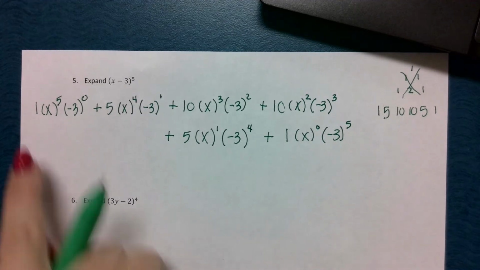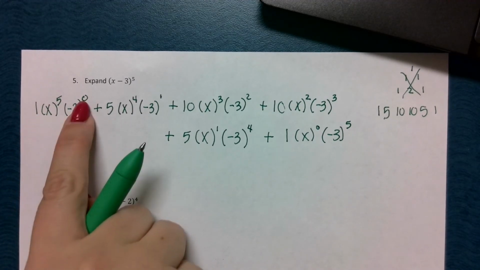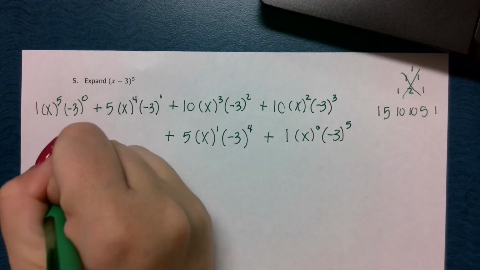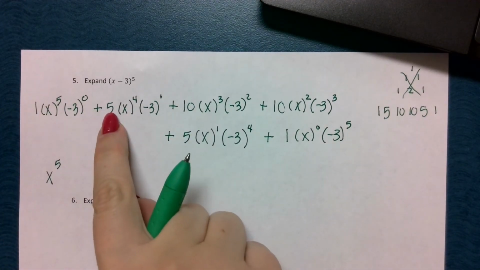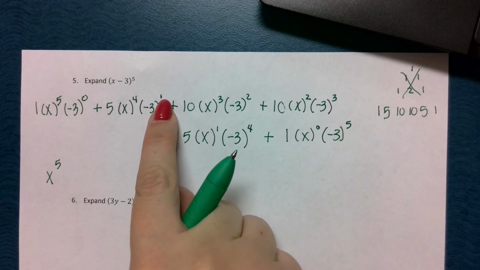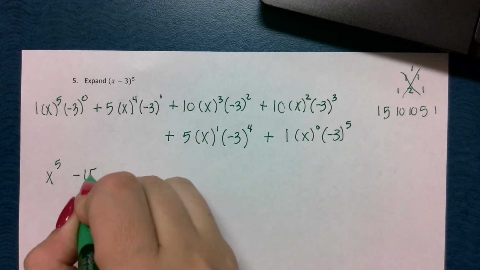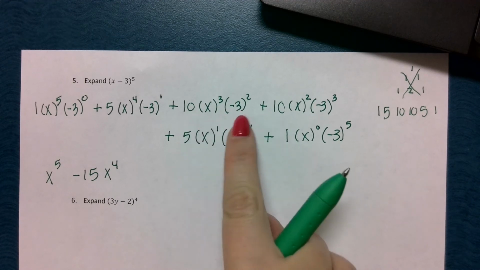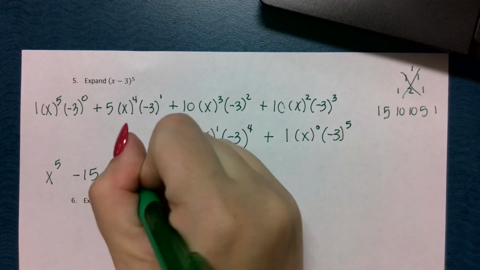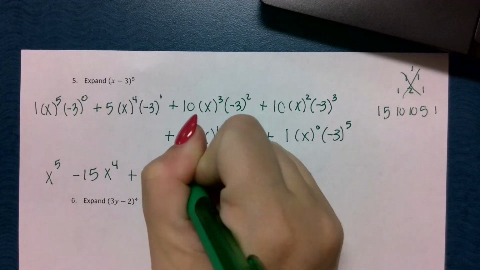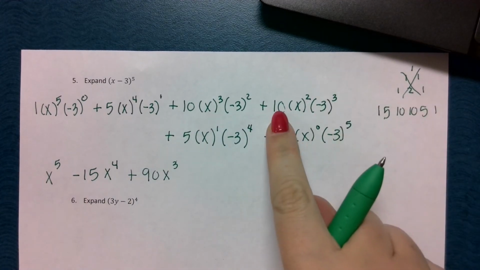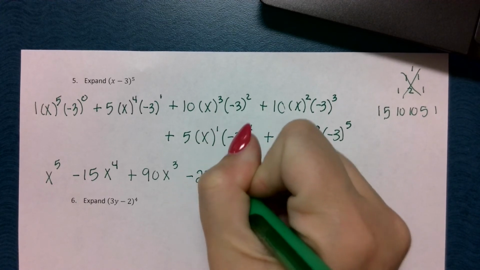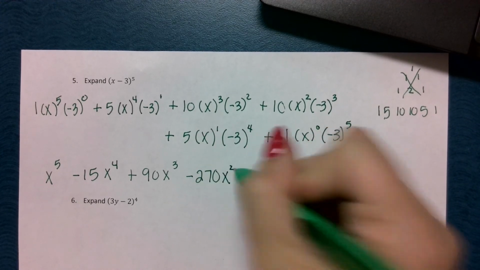So let's simplify. 1 times x to the 5th, negative 3 to the 0. Well, negative 3 to the 0 is just 1, so all I have left is x to the 5th. Now here I've got 5 times negative 3 to the 1, so that'd be negative 15, x to the 4. Here I've got 10 times negative 3 squared, so that would be plus 90, x to the 3rd. I've got 10 times negative 3 cubed, that would be negative 270, x squared.